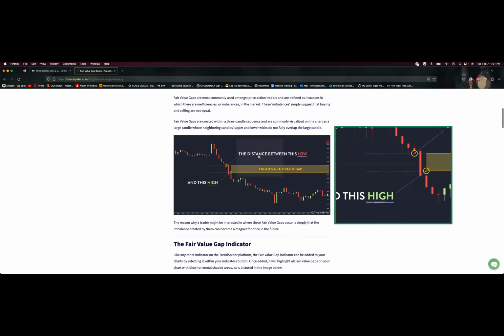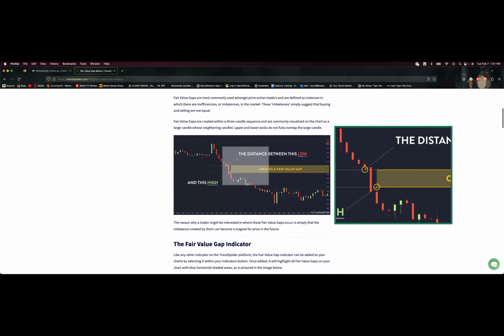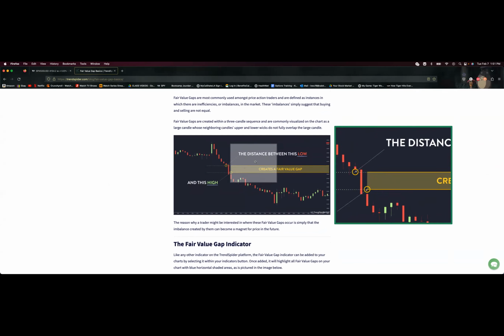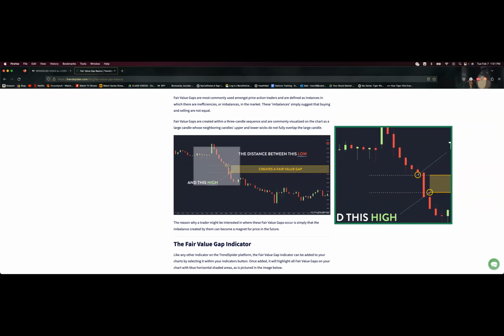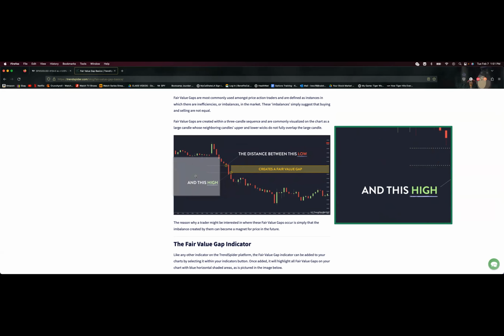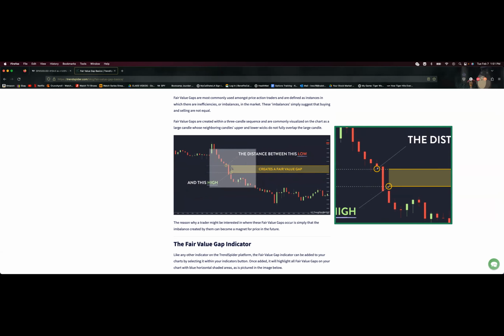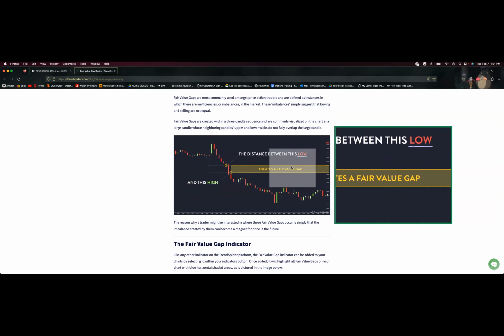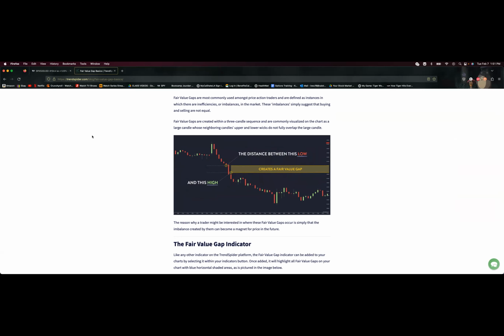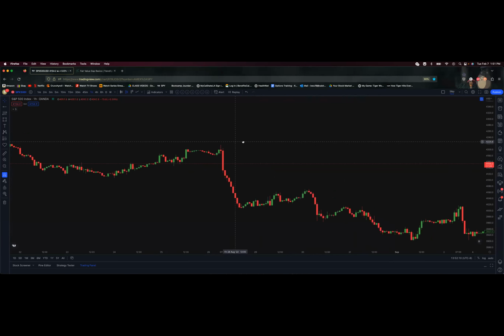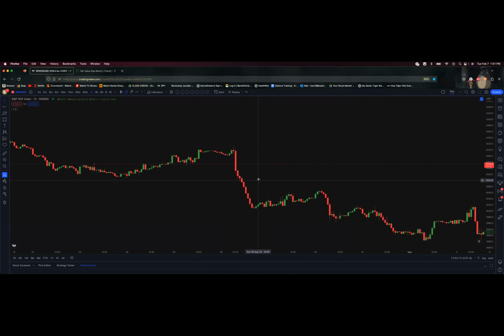So basically, fair value gap, right? We have an imbalance between candles. We have a small candle, the distance between this low that's circled and this high that's circled, right? You see an impulse candle pushing down, and that causes a fair value gap, right? And that zone area, right? If we go back to this chart, we see a clear one right here, all right?